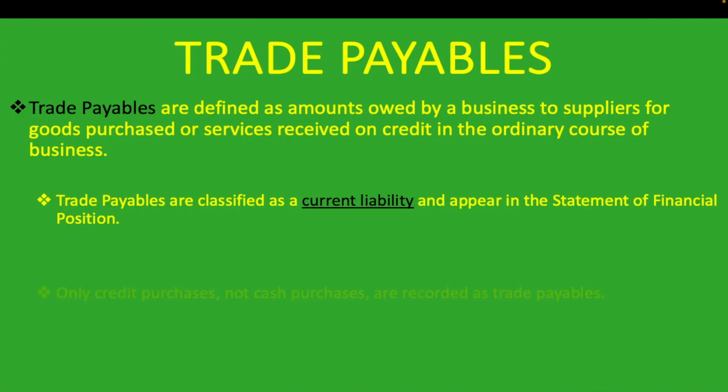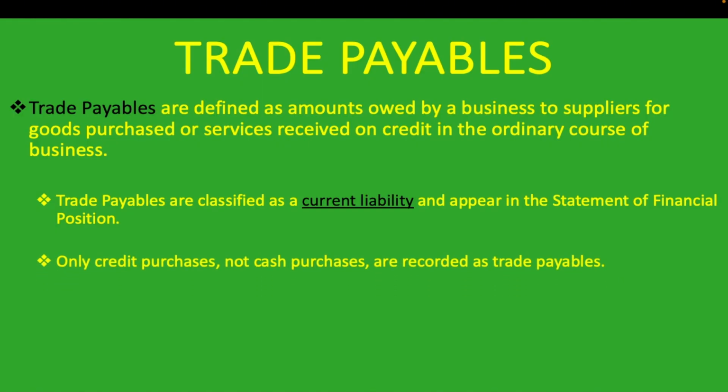Now, as I've already mentioned, only credit purchases and not cash purchases are recorded as trade payables. And so whenever you buy from your supplier in cash, that has nothing to do with trade payables because trade payables is a liability, something that you owe to your suppliers. And so if I bought from them on cash, I don't owe them anything. But if you buy from them on credit, that would qualify as a current liability. And that is why we are saying it's only credit purchases. What do we mean by credit purchases? It means that you're buying without paying them at that point in time, and you'll only pay them at a later stage.